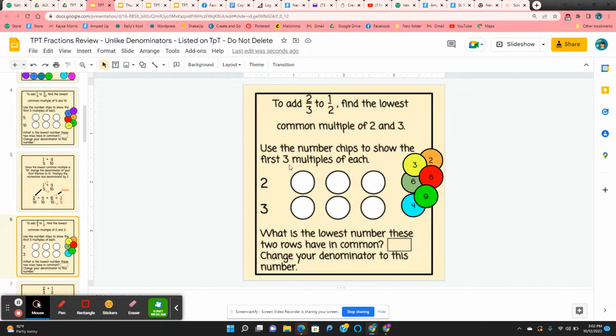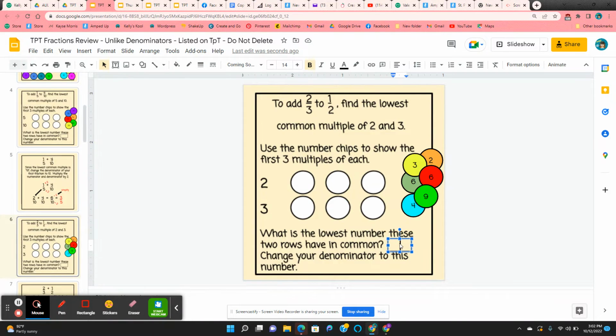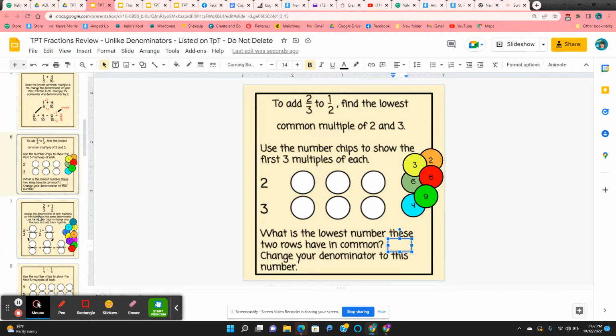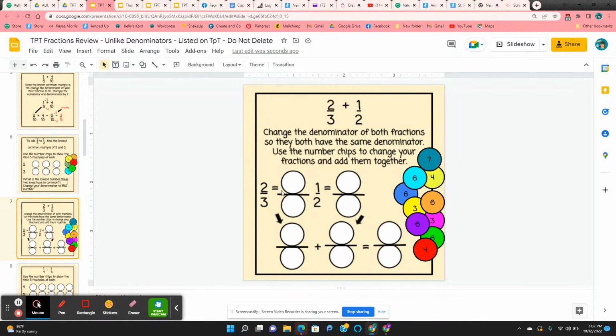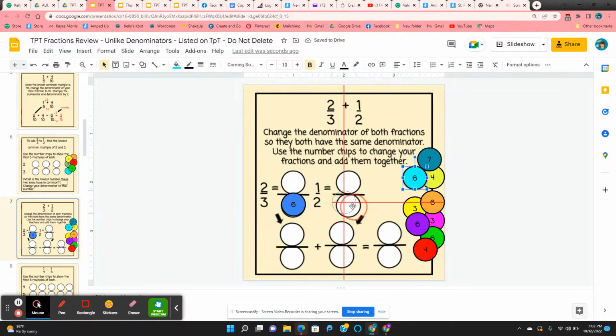So they're given another problem to do on their own. They're going to add 2/3 to 1/2. They're going to use the chips to find the first 3 multiples of both numbers, find the lowest common multiple, type it in the box, and use that number to convert their fractions. So for 2/3, we want a 6 in the denominator because that was our lowest common multiple. Both of these are going to convert to a number with 6.